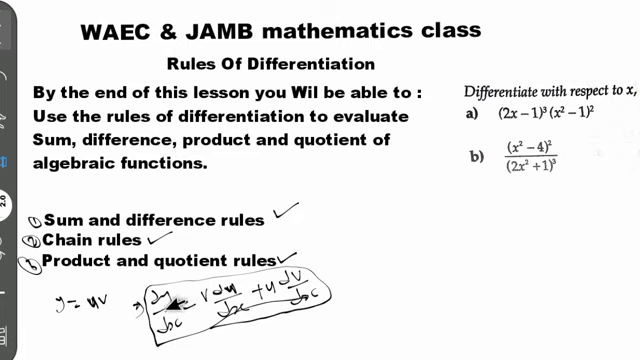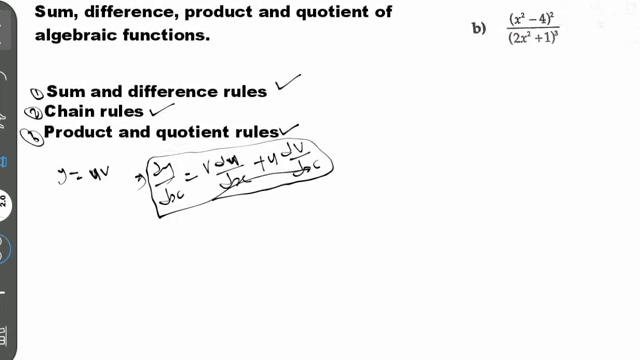Now, let's dive into the quotient rule. For example, let me give you the expression of the quotient rule. Let me create a space.